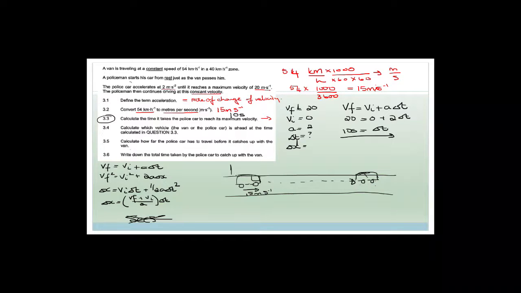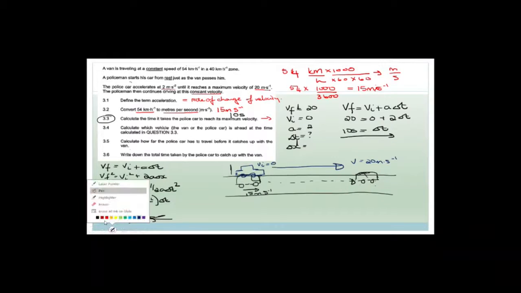Whereas the police car is over here. He's a car. Now, when he sees the van go past us, he starts. His initial velocity is zero. He's speeding up to a velocity of 20 meters per second. And he's trying to catch up to this dude who was already going at 15 meters per second. So what we want to know now is who was ahead at that point? Was the van still ahead of the police car, or did the police car overtake the van? That's what we want to know.